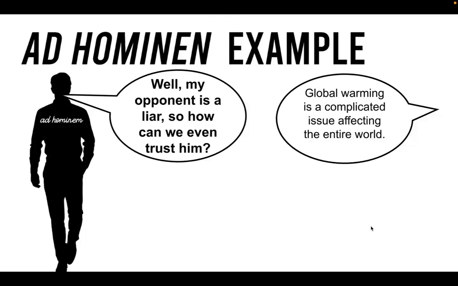So here's an example. Global warming is a complicated issue affecting the entire world. Let's say this is a debate. Well, my opponent is a liar, so how can we even trust him? You're not even talking about the topic, which would be global warming. You're just attacking the person that's speaking. So that would be an example of a logical fallacy for ad hominem.